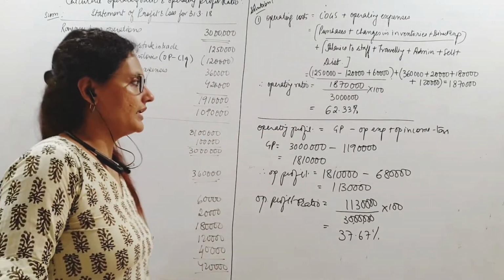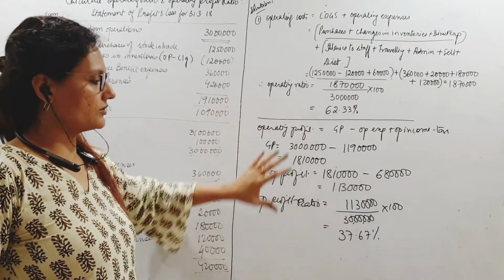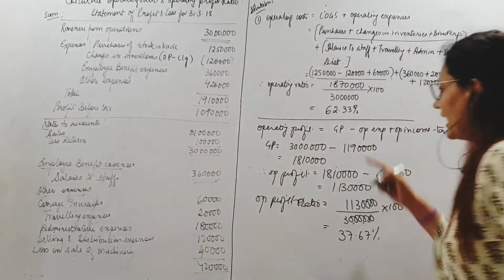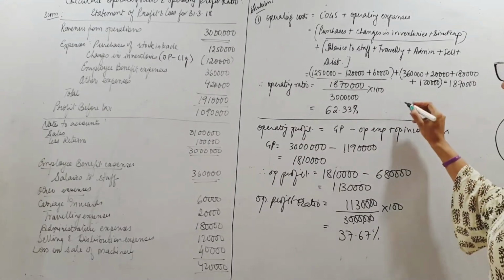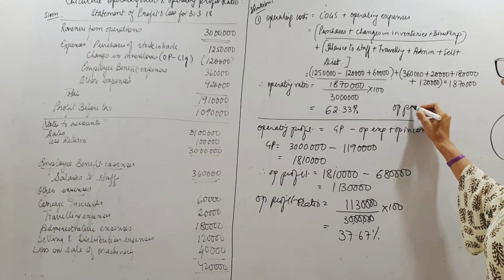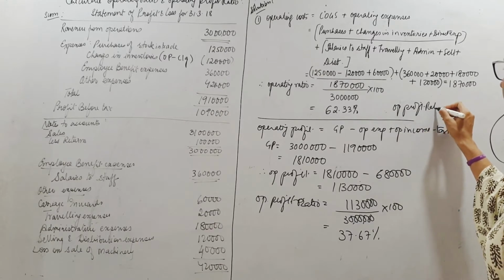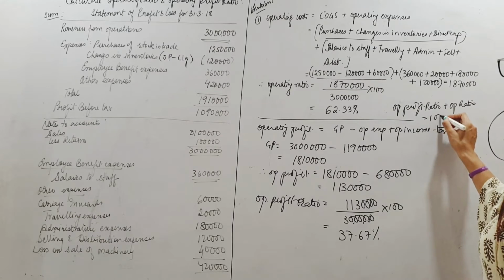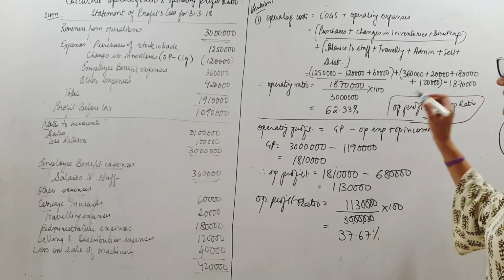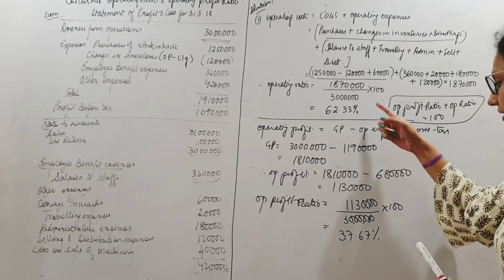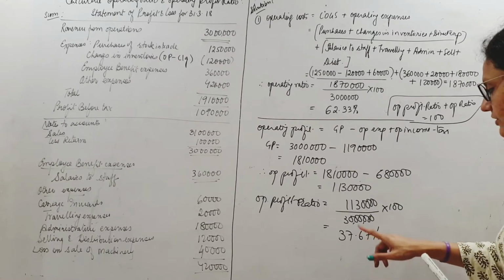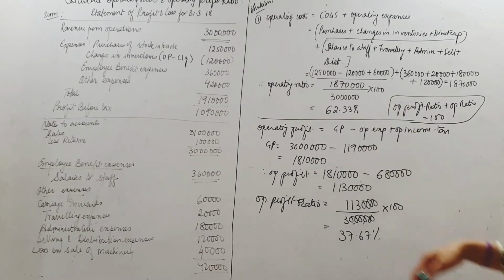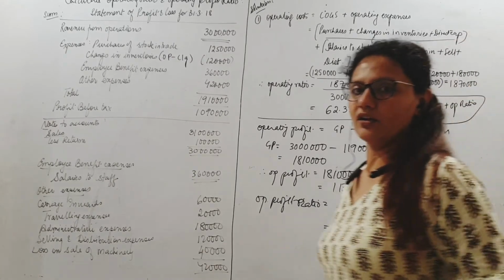Cross verification means, this is operating ratio, this is operating profit ratio. These are both complementary to each other. Meaning, if I add both of them, I will get 100%. Operating profit ratio plus operating ratio is equal to 100. This you can check as a quick verification. Of course, this I have rounded off, it should be 66.67, this also is rounded off. So if it is coming to 100, then you are on the safe side.